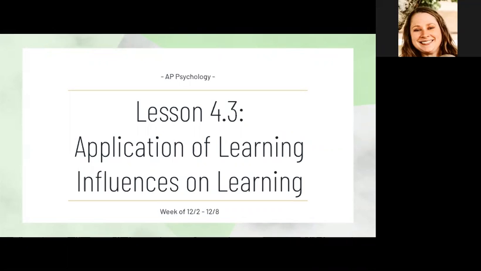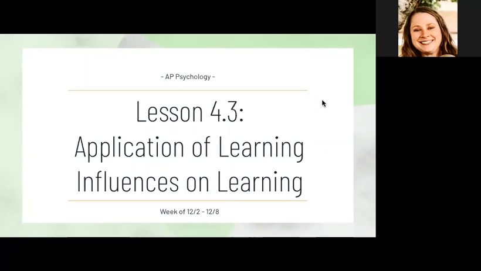So I had mentioned earlier that on the test that we'll probably have something with classical, with an operant scenario, but you're also going to need to know what does learning look like in the real world, or how is it used in therapy and parenting. We're also going to be looking at biological and cognitive influences. So here is what we are looking at here. If you want in your notes, you can write lesson 4.3. Okay, and then it's just application of and influences on learning.